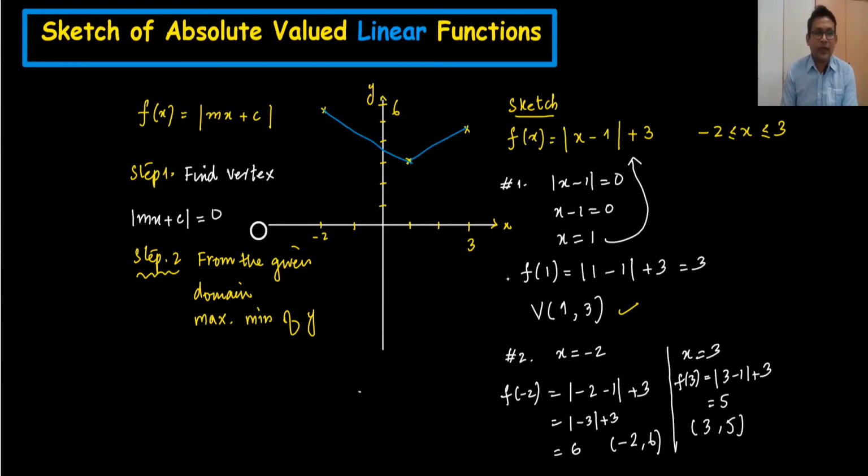In the last video, I have already explained the sketch of the absolute value function, which is a linear function. That's how we can use step number 1 and 2 to find the vertex by making the modulus equal to 0, and we can find the domain when we require, and we can draw the function like the sketch. So today we are doing question number 3 of exercise 9.4.